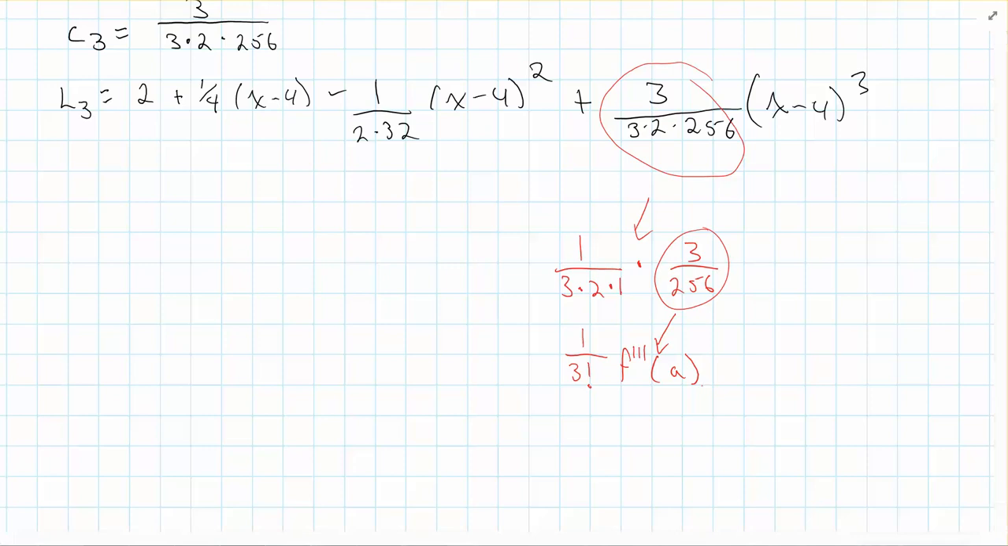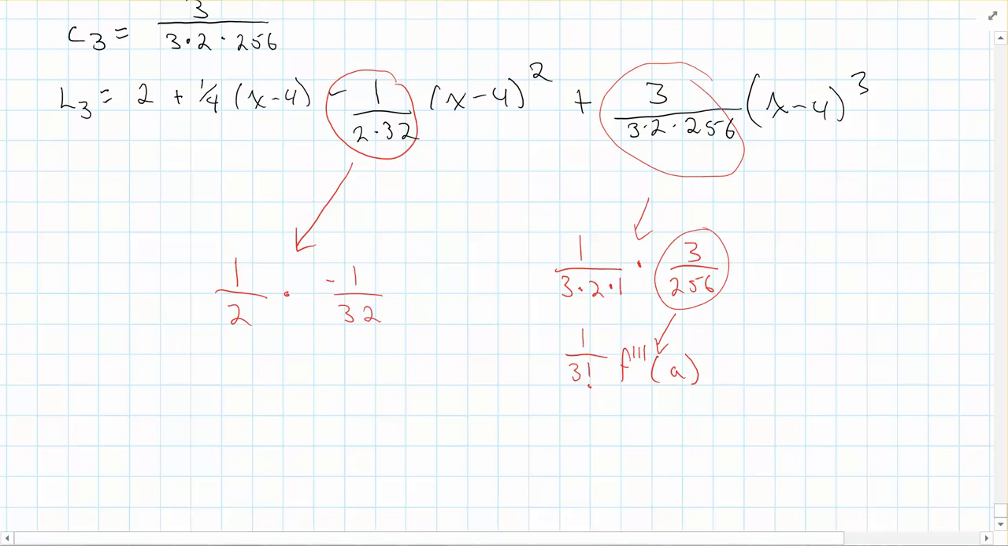Well, that's interesting. Let's see if that pattern holds. So let's look at this one here. I'm going to write this as 1 over 2 times negative 1 over 32. Well, I could write this as 2 times 1, and then, wait a minute, yes, I could write this as 1 over 2 factorial times the second derivative evaluated at a.